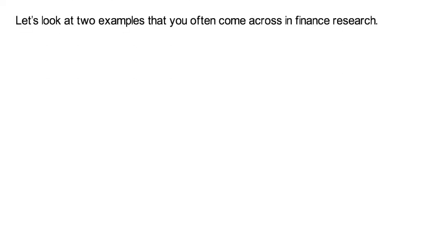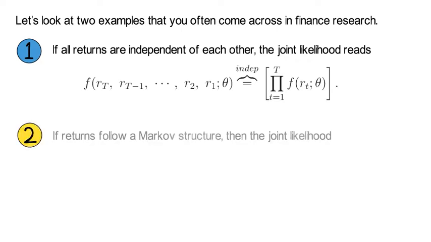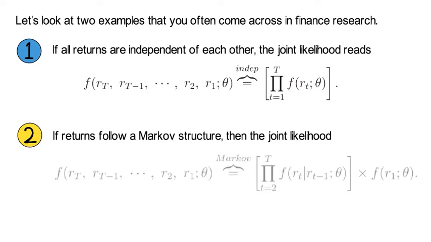Let's look at two examples that you often come across in finance research. First, if all returns are independent of each other, the joint likelihood simplifies to the following expression. Second, if returns follow a Markov structure, it means that today's return depends on yesterday's return, then the joint likelihood coincides with the following expression.